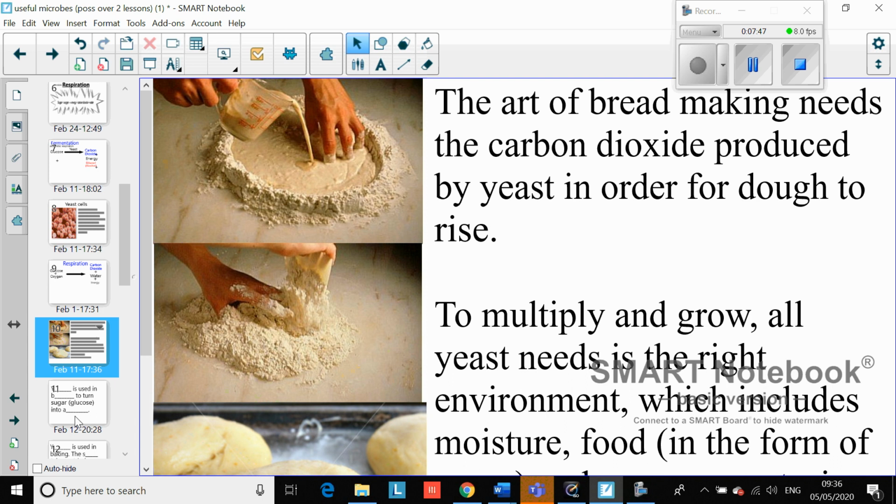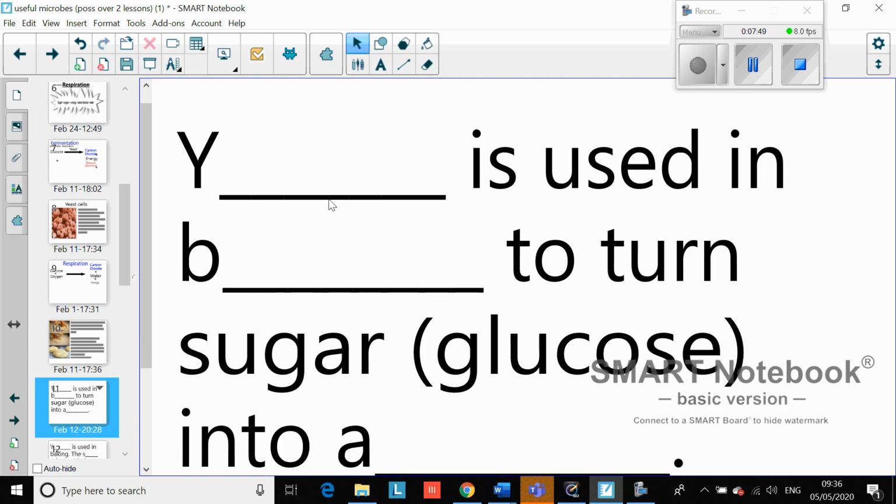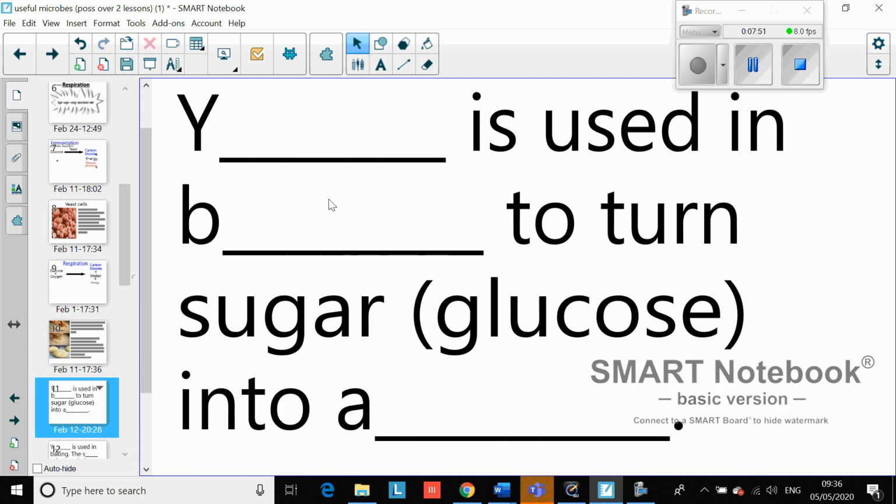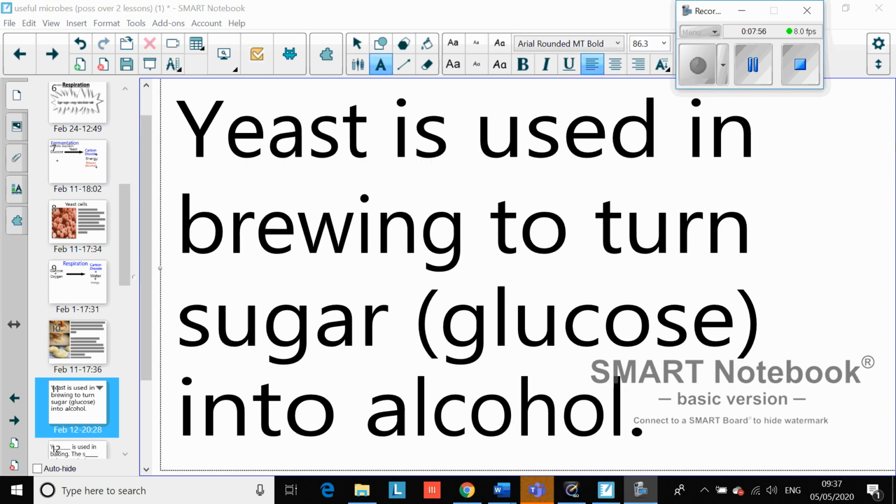So what I would like you to do is pause the video now and try to complete this fill in the blanks. Off you go, please. Okay, and there is your answer. Yeast is used in brewing to turn sugar, glucose, into alcohol. Okay, so if you didn't get that, write that in now, please.